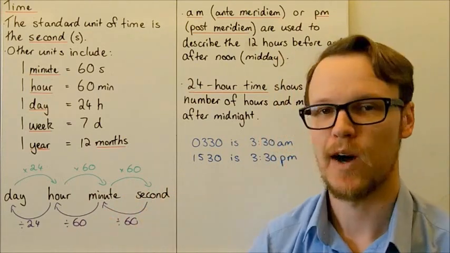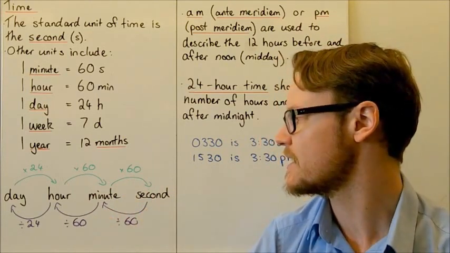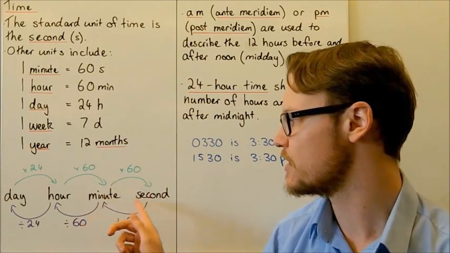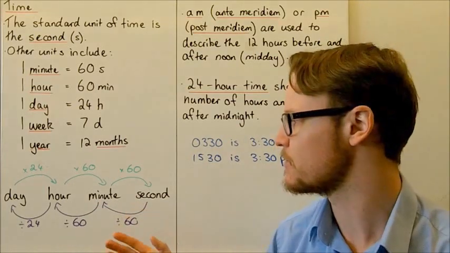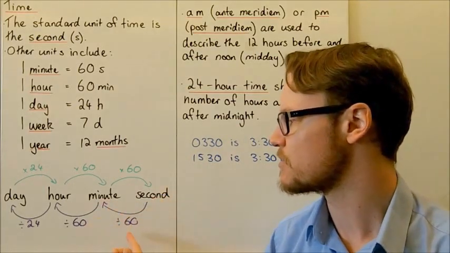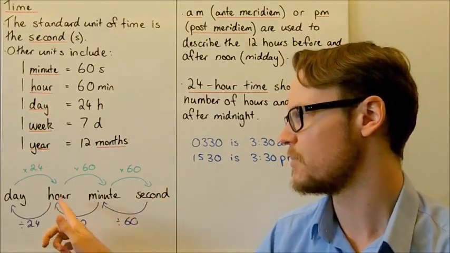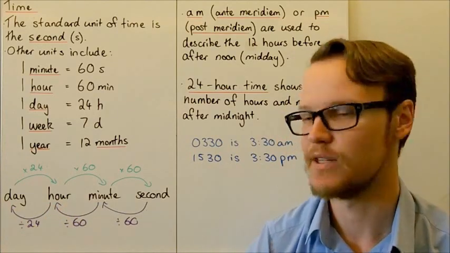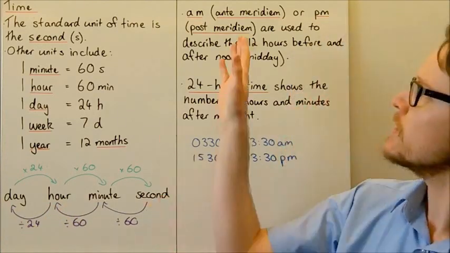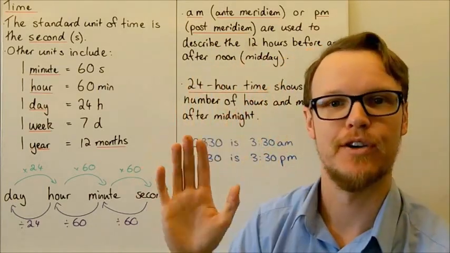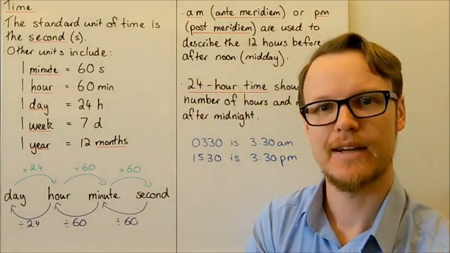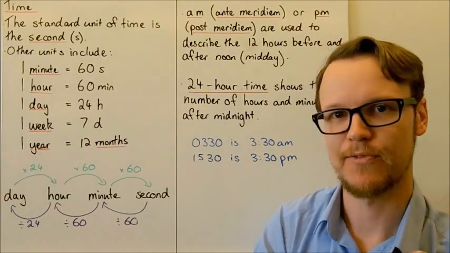If we're converting the other way, because there are less of the larger unit in the smaller unit, we divide, so we're making it smaller, making the number smaller. Moving from seconds to minutes, we divide by 60, minutes to hours, we divide by 60, and hours to days, we divide by 24.